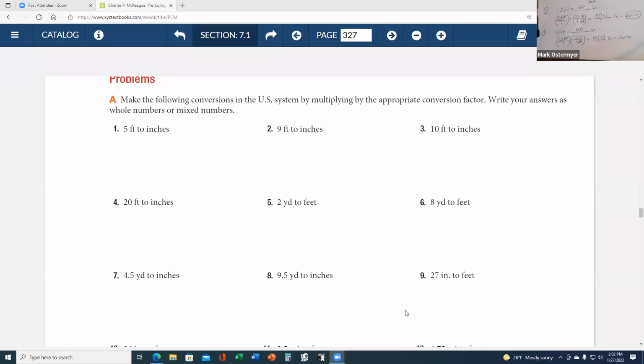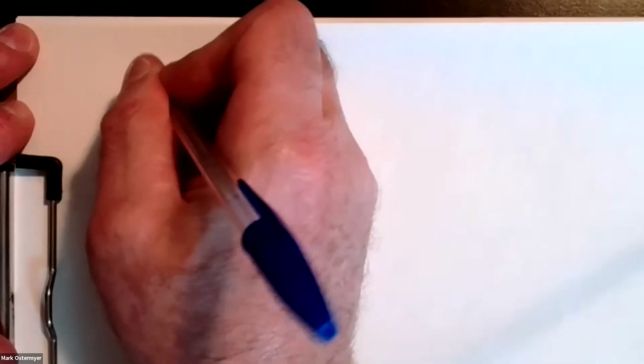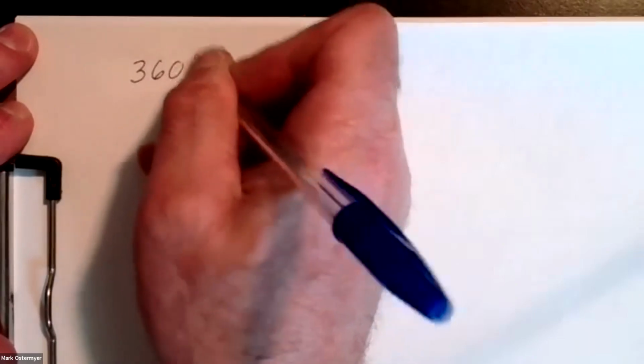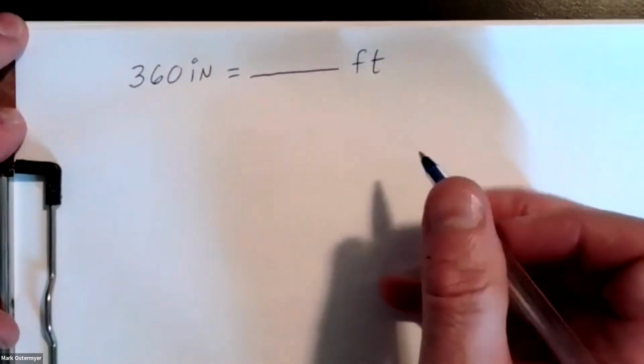Can we go backwards, do you think? Do you think we should be able to convert from inches back to feet? Should be able to. I'm going to give us an example. If I have 360 inches, then I want to convert this back into so many feet. How do we do this?